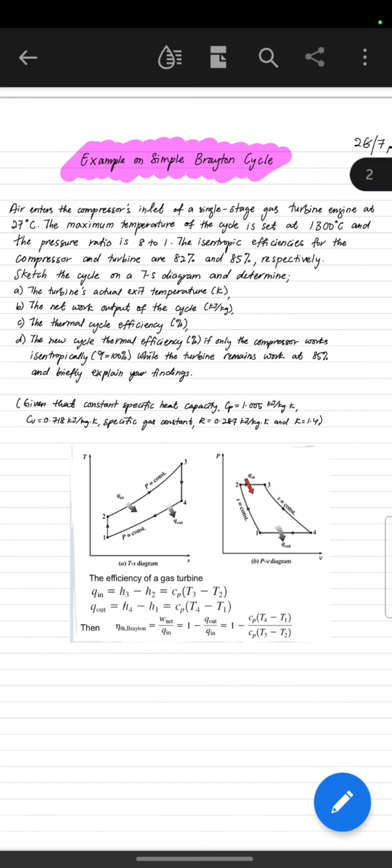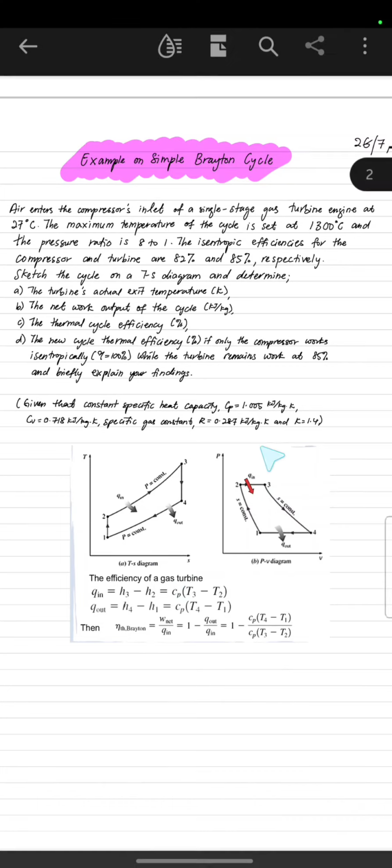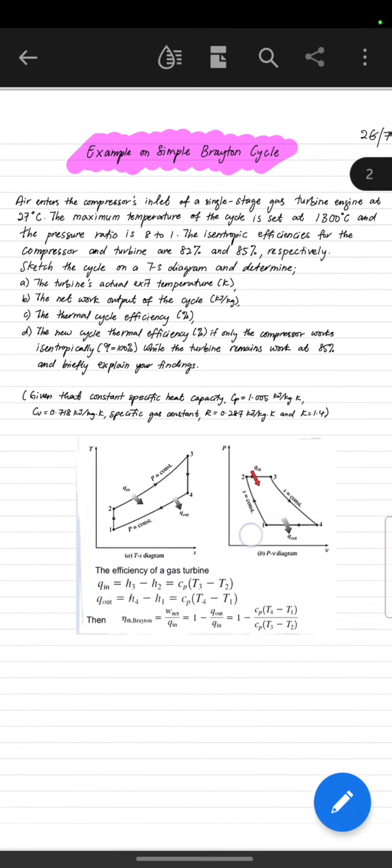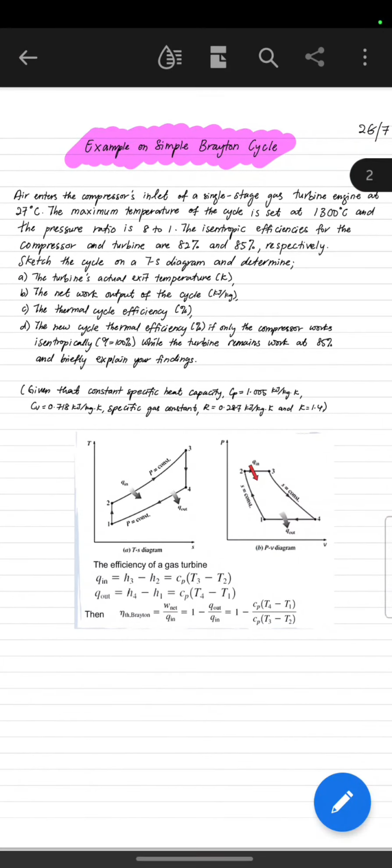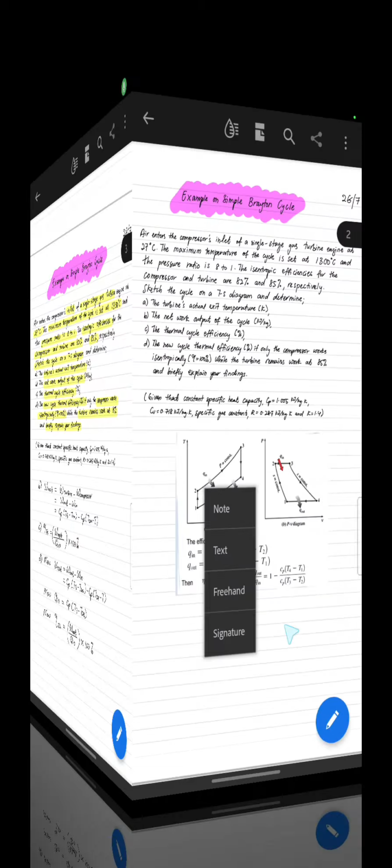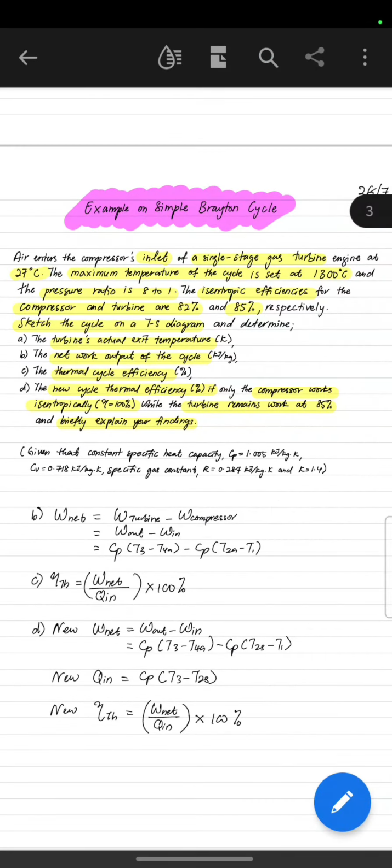Alright, I hope you have read carefully the questions over here, and please remember that this is the chapter from your Brayton cycle. So what we have down here is the TS diagram and also PV diagram. So we are going to solve this example using the TS diagram. So let us go through very quickly on this question over here.